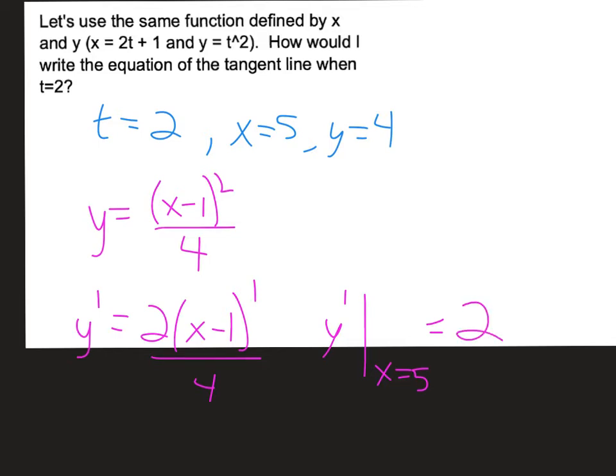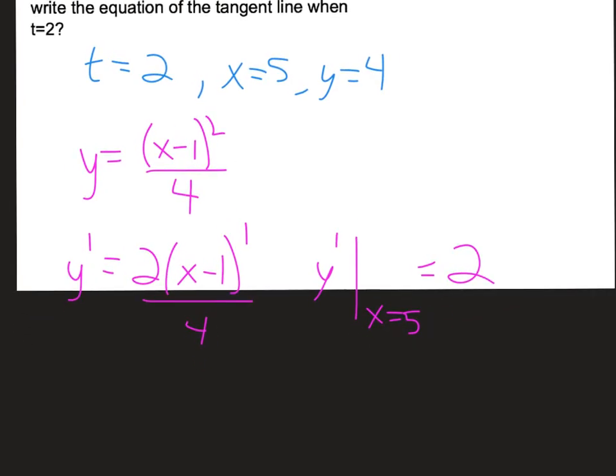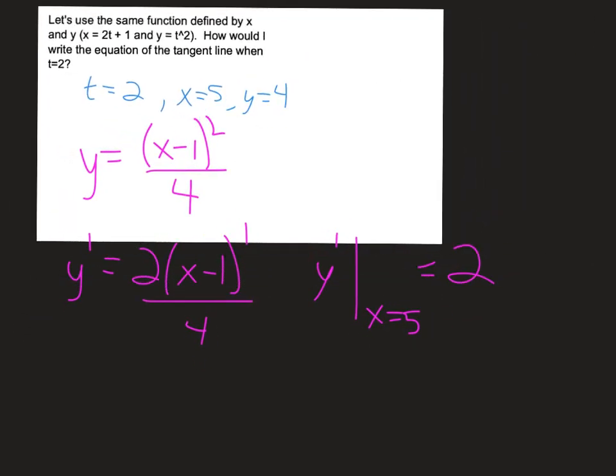So then the tangent line would be y equals the y value plus the slope times x minus the x value. So that would be how we find the tangent line.